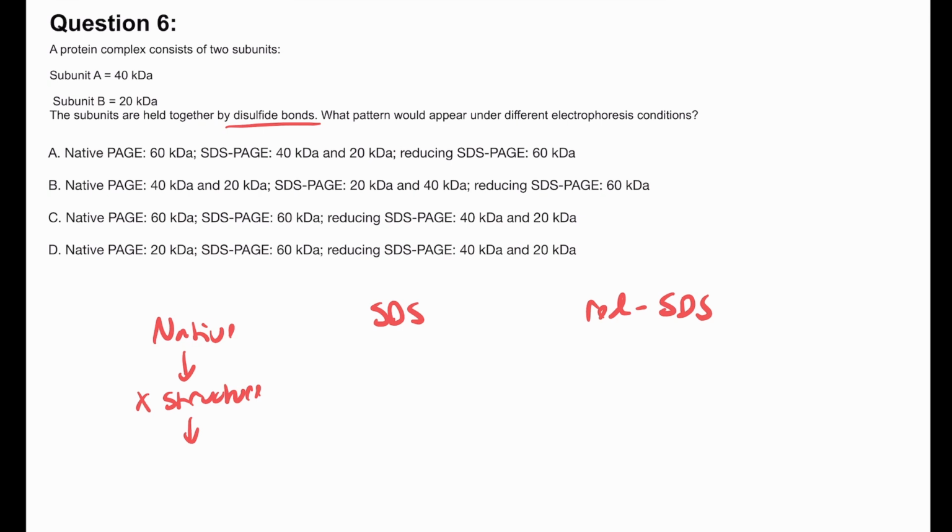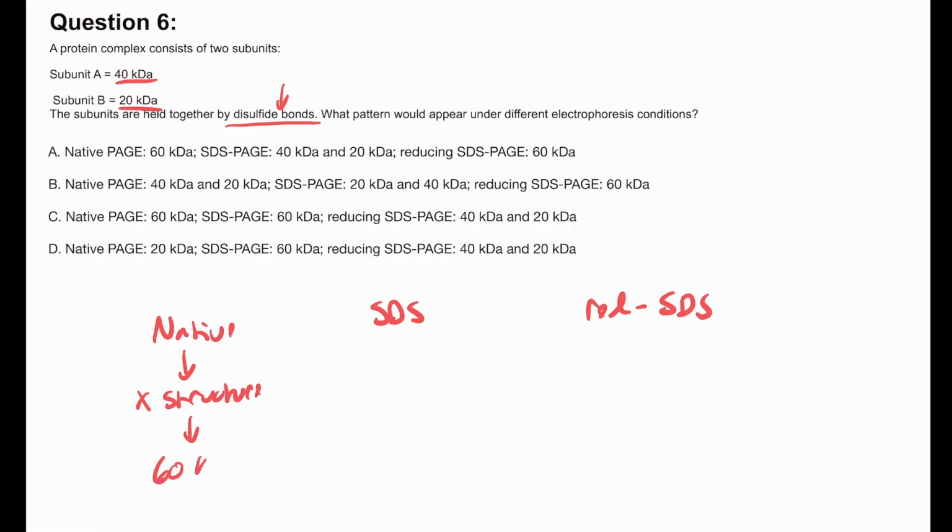And since we know that we have a 40 kilodalton subunit plus a 20 kilodalton subunit that are bound covalently by disulfide bonds, we should end up in a native PAGE with a 60 kilodalton protein. Okay, fair enough. Now let's move to SDS.